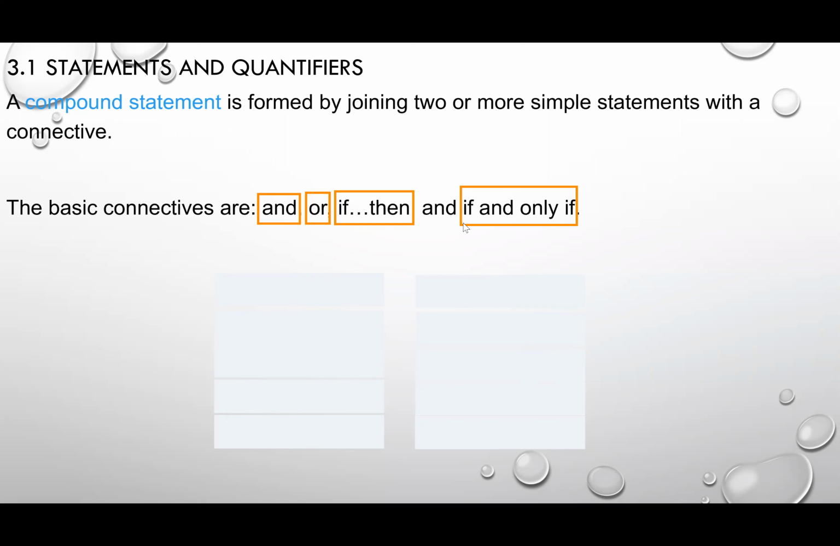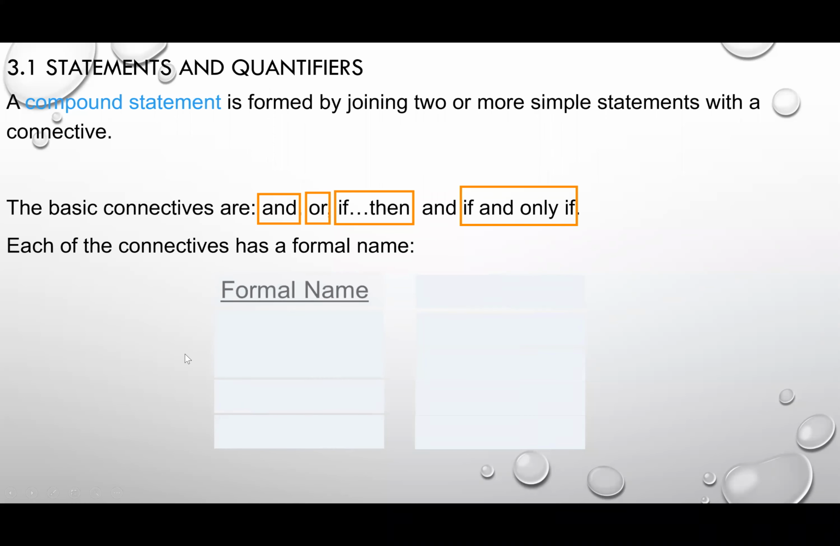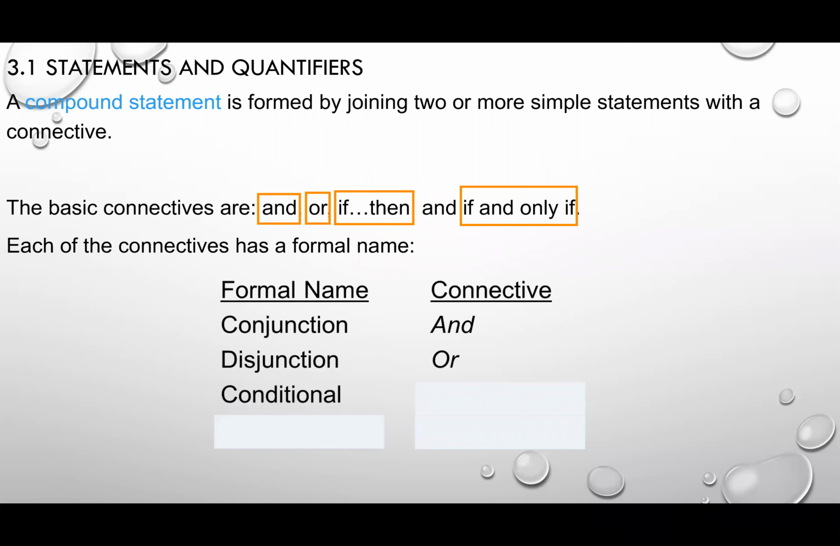Okay, and there is a specific name for each of these connectors. On top of everything, you need to remember the names. The and connector, we call a conjunction. The or connector, we call a disjunction. The if and then, if something, then something, we call a conditional statement. And the if and only if, we call a biconditional statement. And ladies and gentlemen, this is all that you have in chapter 3: the negation, the and statement, the or statement, the if-then statement, and the if and only if statement.